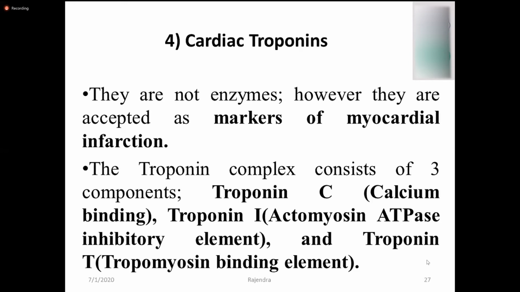They are not enzymes. See, before this, we discussed total CK and CKMB, total LDH, SGPT, SGOT or AST. These are cardiac enzymes, which increase when there is destruction of cardiac tissue. Apart from these, the fourth one is cardiac troponin. This is not an enzyme. This is just a protein. However, it is accepted as a marker of myocardial infarction.